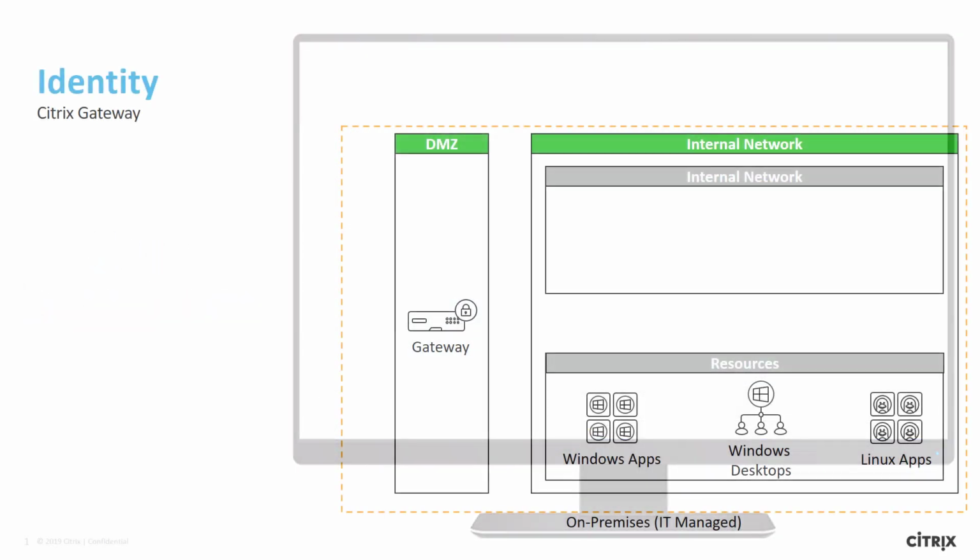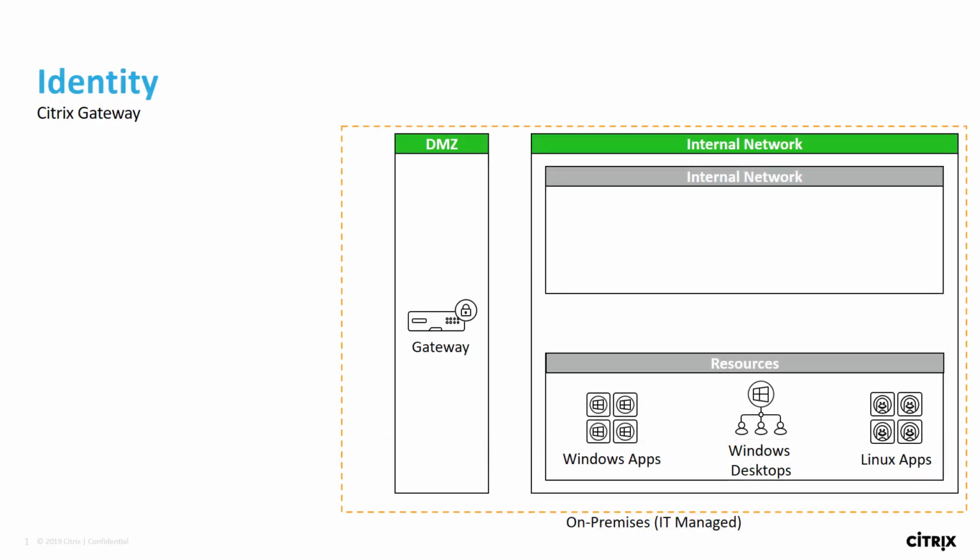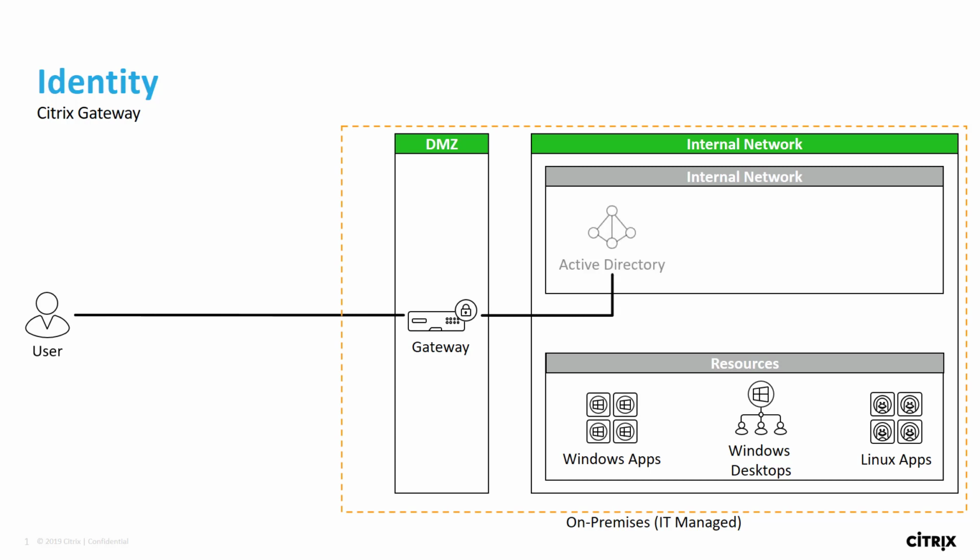To better understand how this works, let's look at a conceptual architecture for a user accessing a Citrix Virtual Apps and Desktops deployment. The user accesses the gateway, which authenticates them to either Active Directory, Active Directory plus Radius, or Active Directory plus certificates, plus many other options.